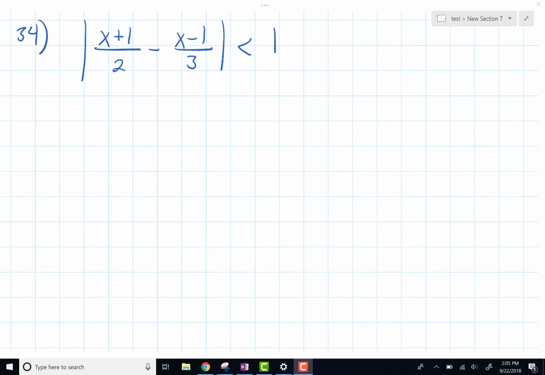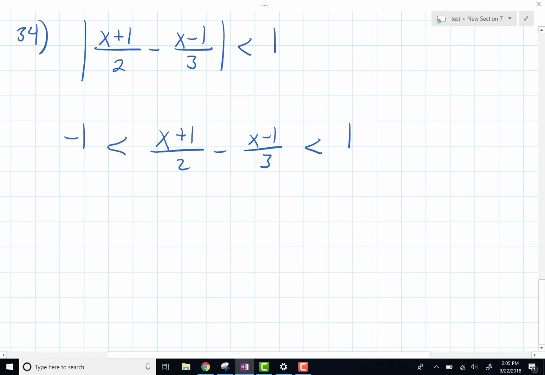So here we go again. I see a less than. So I'm going to make a less than sandwich. So this middle part here, this x plus 1 over 2 minus x minus 1 over 3, needs to be between 1 and negative 1. It's trapped between there, just like a basic little x is less than or equal to negative 1. That inside's got to be between there and there.